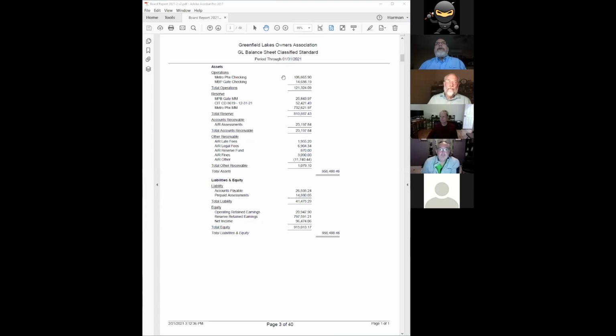In our operational checking, we have 106,665. Parcel 6, or the gate area, has a separate operational checking with 14,658. The gate area also has a separate reserve account of 25,843. We have a CD with CIT Bank at 52,426, and then we have 732,641 in the money market. So total reserves of 810,000.